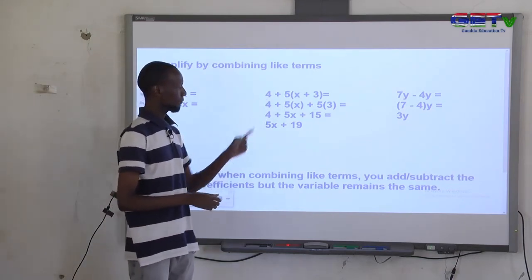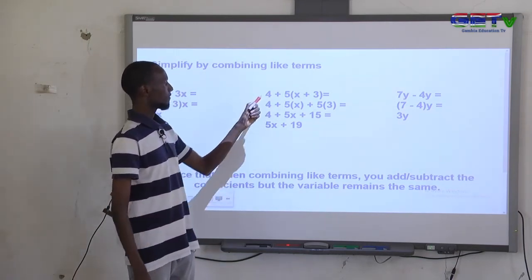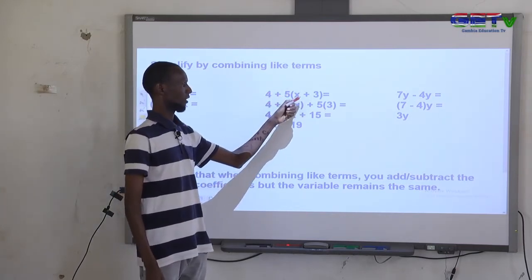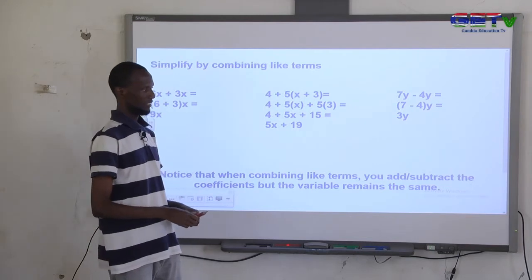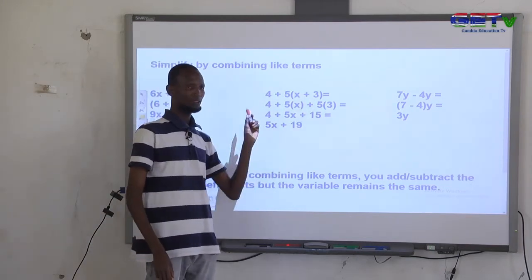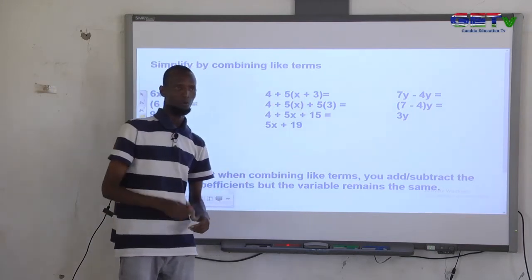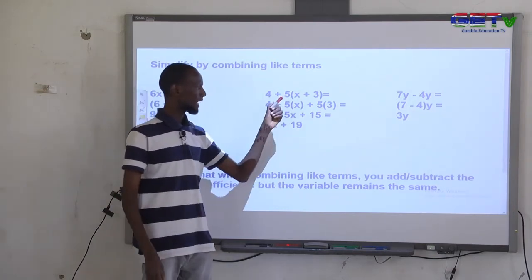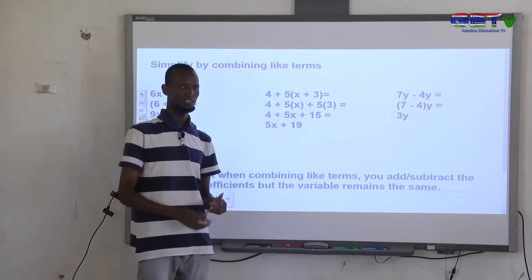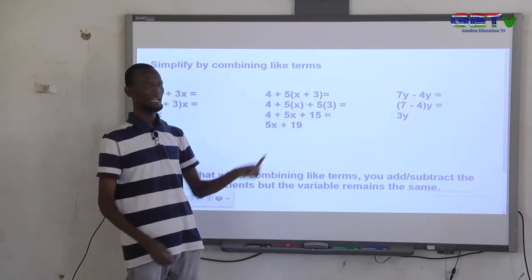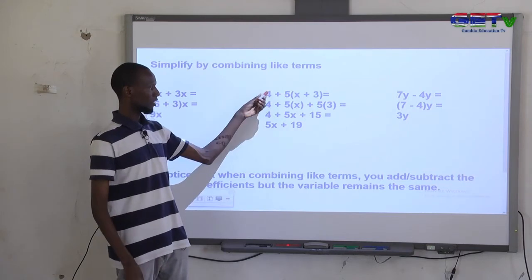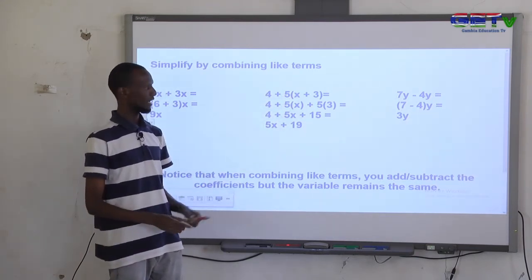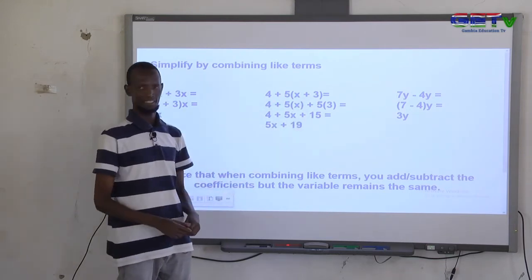Now, the second example here we have 4 plus 5 into x plus 3. Now here we must refer back to our previous lesson where we had to expand the brackets. So we know that this 5 outside the bracket here is going to be distributed over all the terms inside the brackets. But the 4 just comes down. So you multiply the 5 by the x, and also multiply the same 5 by the 3.